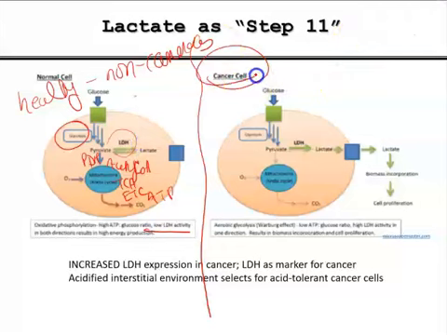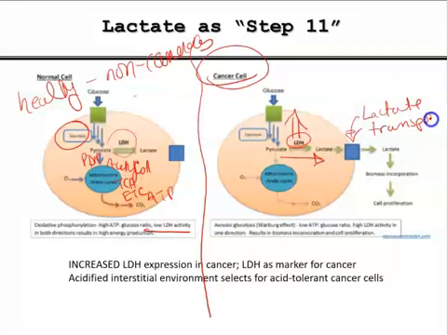In a cancer cell, however, we have very highly increased lactate dehydrogenase activity. So now essentially this reaction is moving in the direction of formation of lactate, and then lactate is overwhelming the cell. And you can see here we have a lactate transporter. And so lactate is able to pass out of the cell.